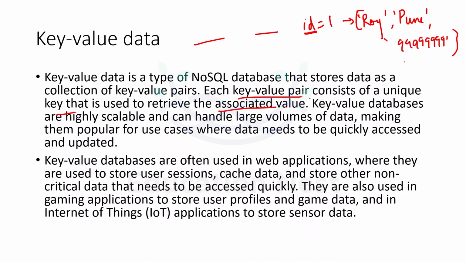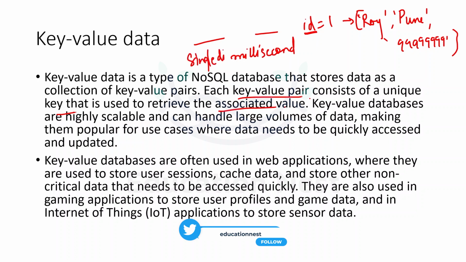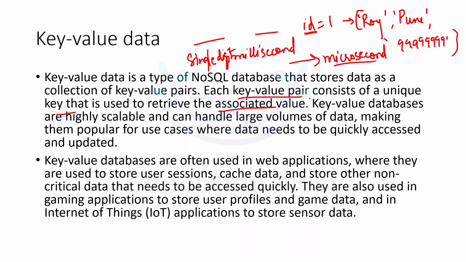These key value databases are highly scalable and they can handle large amounts of data. When you want the data to be accessed quickly, as I already told you in the introduction, when you want millisecond latencies, or even single-digit millisecond latency, at that time you can use DynamoDB. If you want to lower it further to microsecond latency, that is also possible by using some caching mechanisms. So this is often useful.